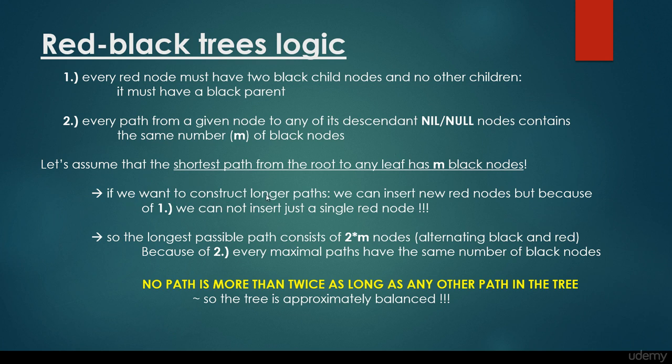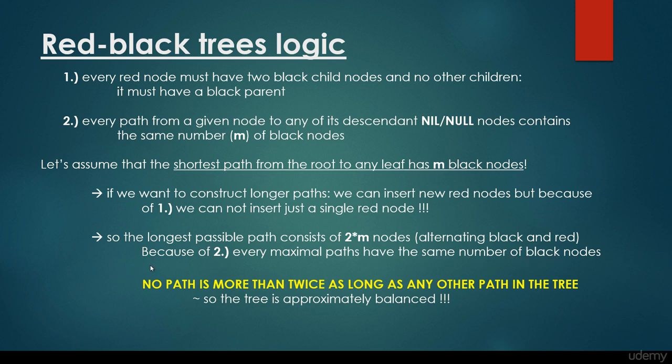If we want to construct a longer path than the shortest one, we can insert a new red node, but because of the first principle, we cannot insert just a single red node. Why? Because every red node must have two black children. So the longest possible path consists of 2 times M nodes alternating black and red. That's why the shortest path contains M black nodes, the longest path contains 2 times M nodes, and because of the second principle, every maximal path has the same number of black nodes.